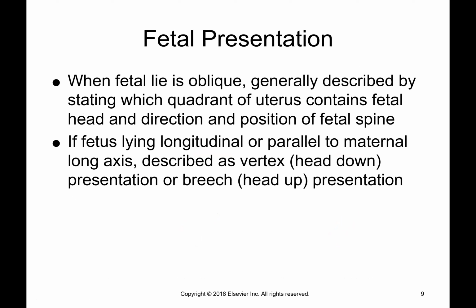When the fetal lie is oblique, it's generally described by stating which quadrant of the uterus contains the fetal head and direction of the fetal spine. Now, usually I don't go this far. Unless they are just in a wacky position, they usually move. And I'll say fetal lie is variable if they're moving around during the exam. Most of the time I tend to stick to my words as vertex, breech, or transverse.